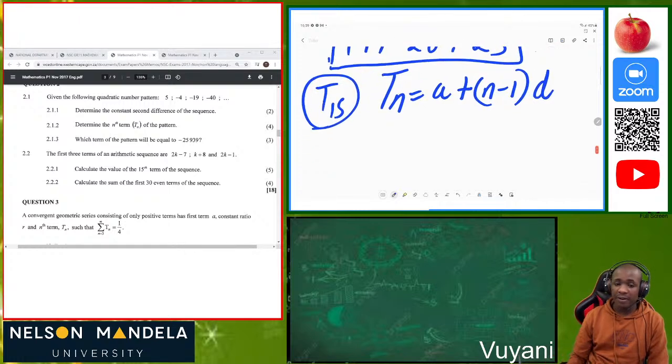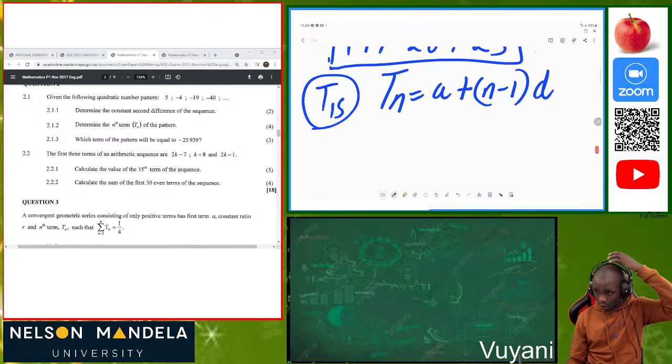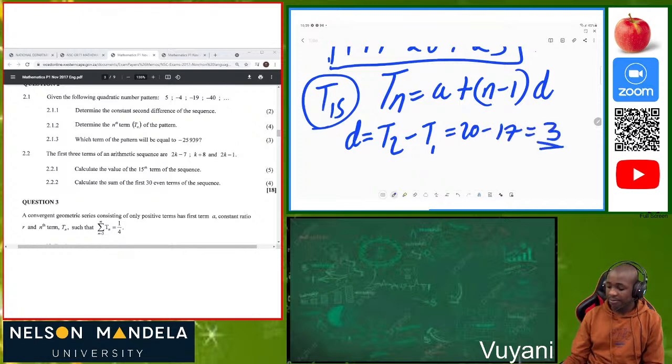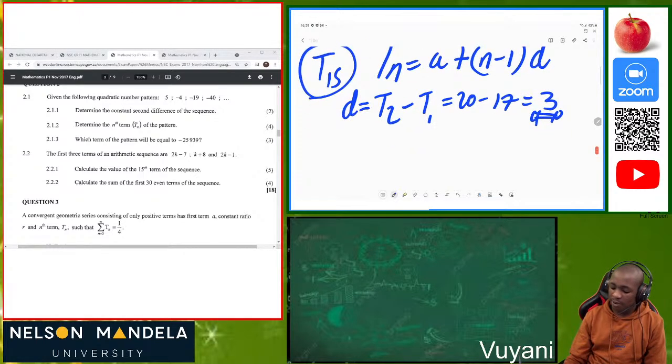What is our constant difference in this case? We know that the constant difference d is t2 minus t1, which is 20 minus 17, which is positive 3. And a, we know that a is the first term of the sequence.